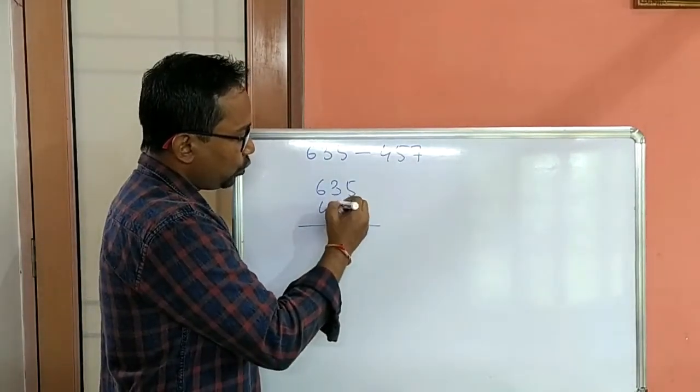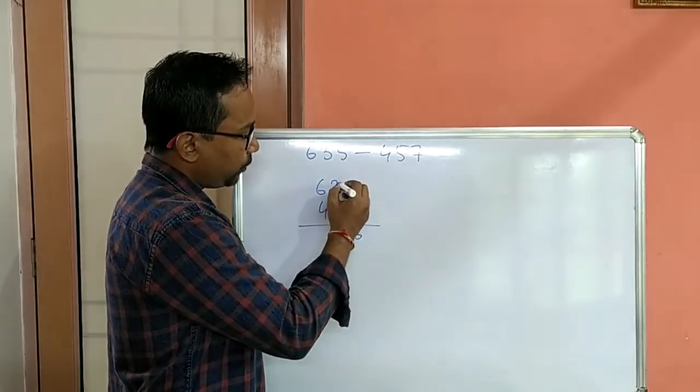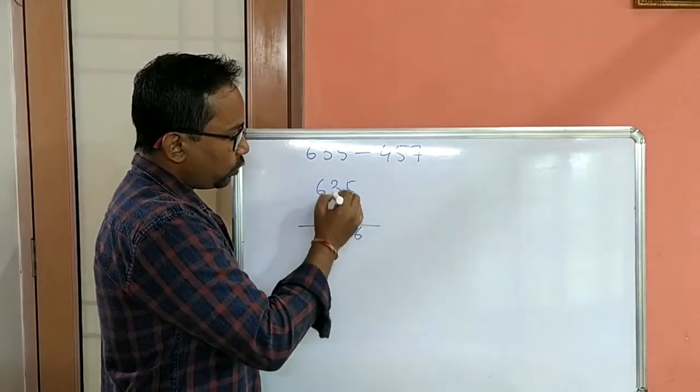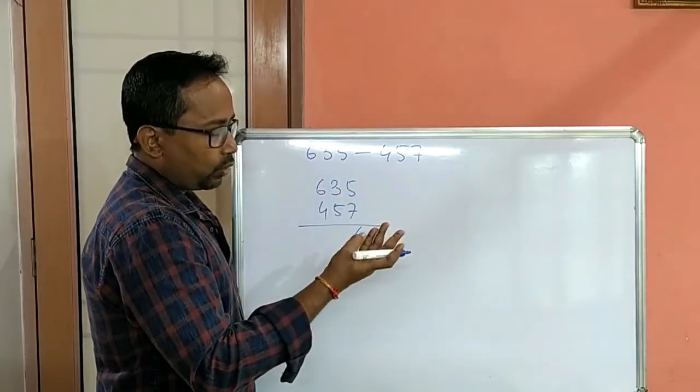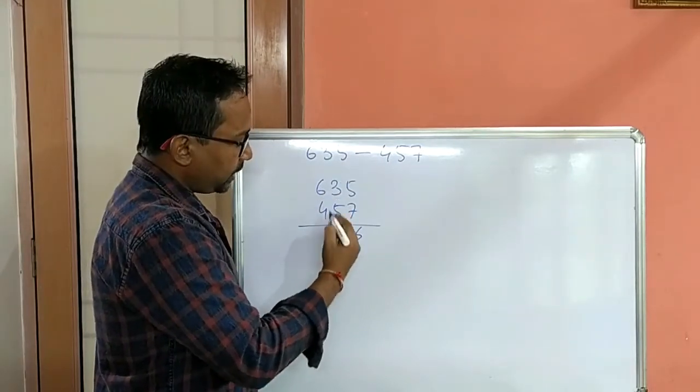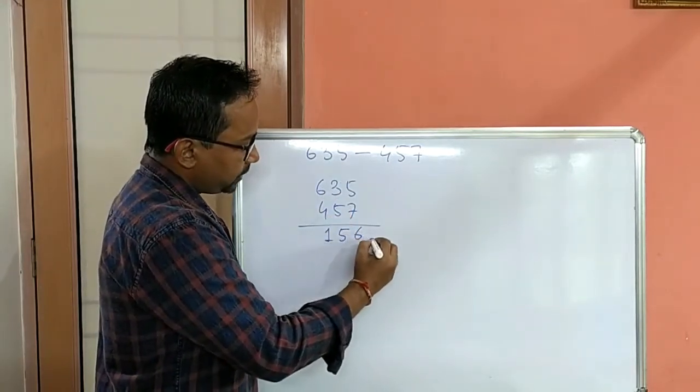Then it becomes 2. 2 minus 5. Again for 2, we have to borrow 1 from this side, so it becomes 12. So 12 minus 5: 5, 6, 7, 10, 11, 12. So here 5. Now in the last column, 5 minus 4 for 1. So 156 in base 8.